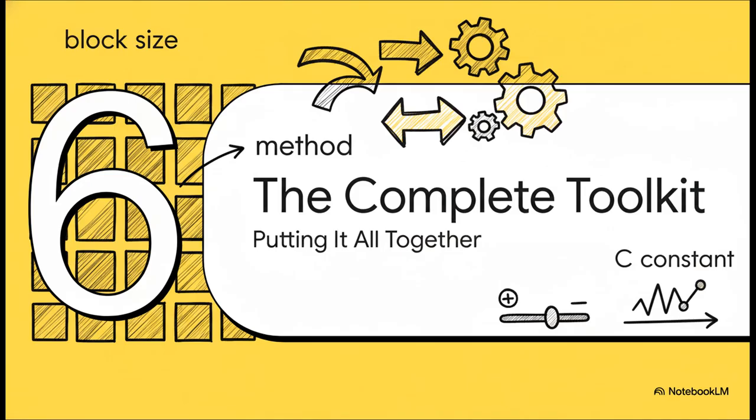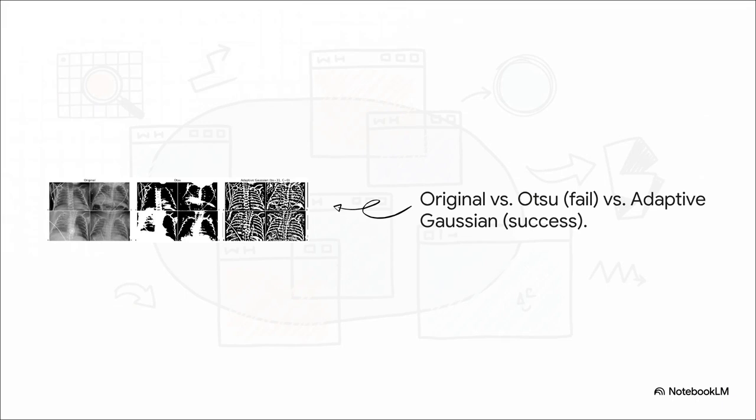So let's put this all together. By choosing a block size, a calculation method, and a value for C, we've basically assembled a complete and super powerful adaptive thresholding toolkit. And this slide just illustrates our journey perfectly. On the far left, you've got the original image with that really tricky lighting. In the middle, the total failure of the global Otsu method. And on the right, our successful result using a fine-tuned adaptive Gaussian method. The difference, as you can see, it's night and day.